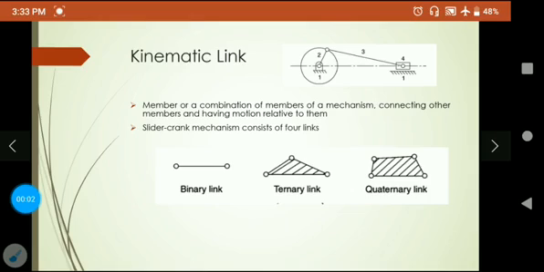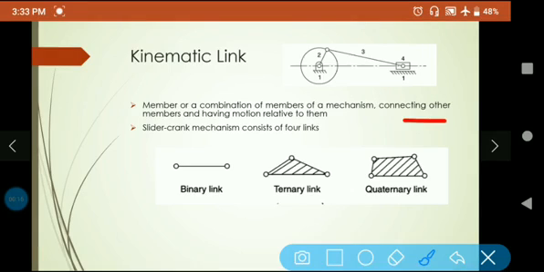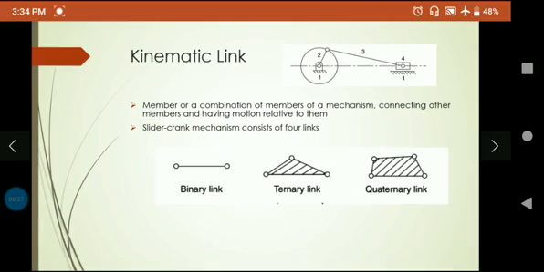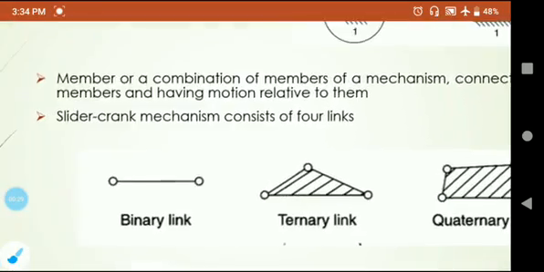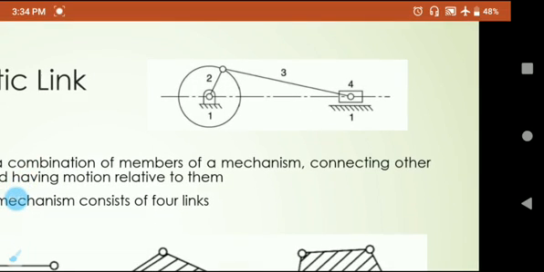The next term that we are going to learn is a kinematic link. A kinematic link is a member or a combination of members in a mechanism which are connected to other members and they have a relative motion between each other. For example, as we have discussed, in the case of a slider crank mechanism, there are 4 links.